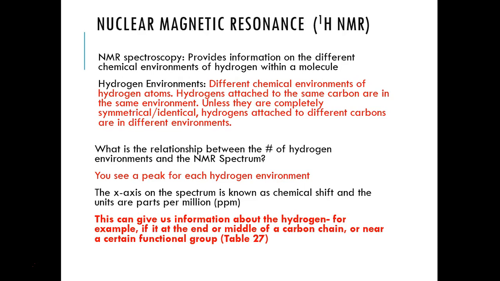Okay. Our last type of spectroscopy is HNMR spectroscopy. NMR stands for nuclear magnetic resonance, and it provides information on the different chemical environments of hydrogen. So hydrogen environments are just saying that the hydrogens are in different chemical environments. Hydrogens attached to the same carbon are in the same environment. So for example, if I have a methyl group with 3 hydrogens attached to the same carbon, those 3 hydrogens are in the same environment.